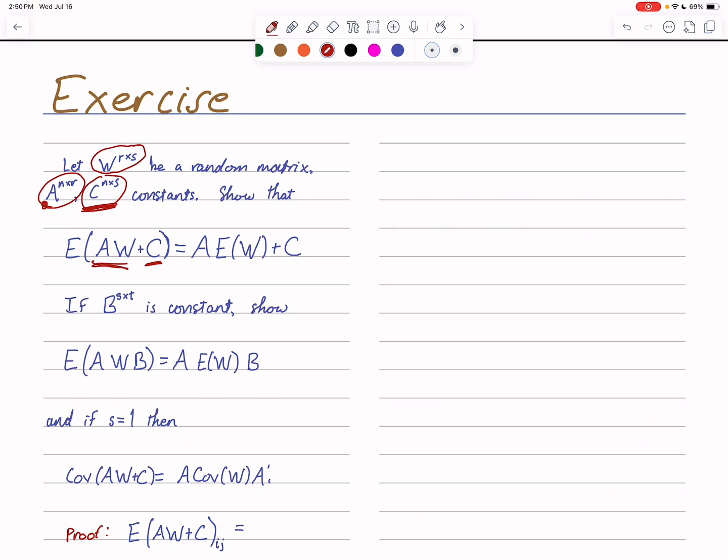Okay, the claim is that the expected value under these assumptions for AW plus C is exactly what you would expect. You get this linear distribution where it grounds out in taking the expected value of the random part. Moreover, we're going to show that if B is a constant matrix of the appropriate dimension, then when you take the expected value yet again, even if you have a matrix on the right-hand side, the expected value still distributes only to the random part.